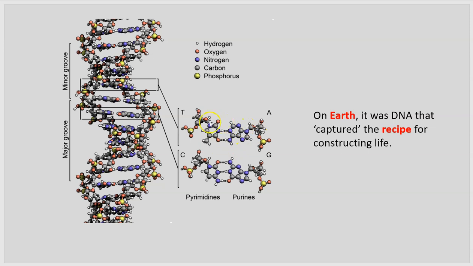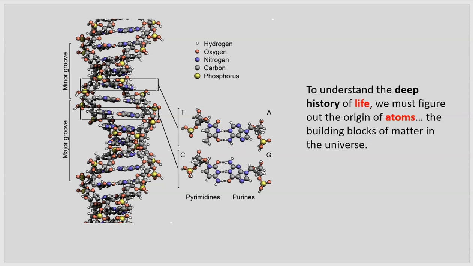But the DNA molecule itself is composed of atoms, and we see the little colored units here, and here's the key up here. So molecules are composed of atoms chemically bonded to each other in various complicated ways. So if we want to understand the deep history of life, we must first figure out the origin of atoms, the building blocks of matter in the universe. And the story of atoms goes back to the origin of the universe itself.